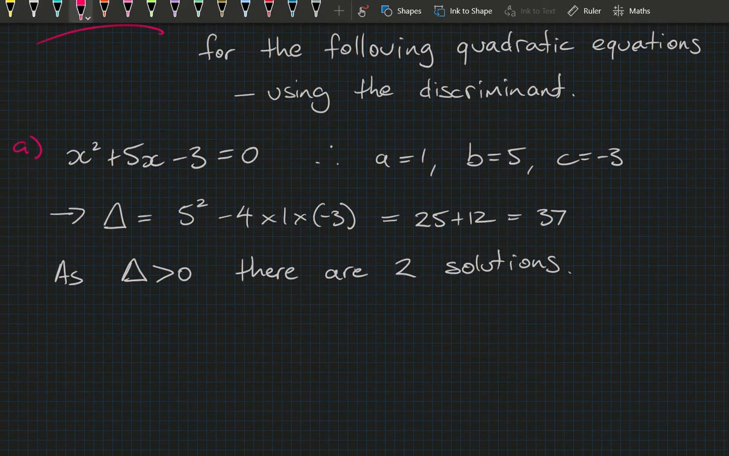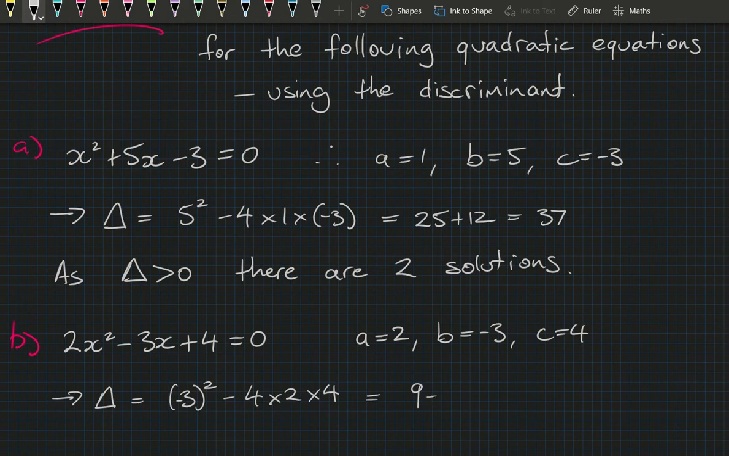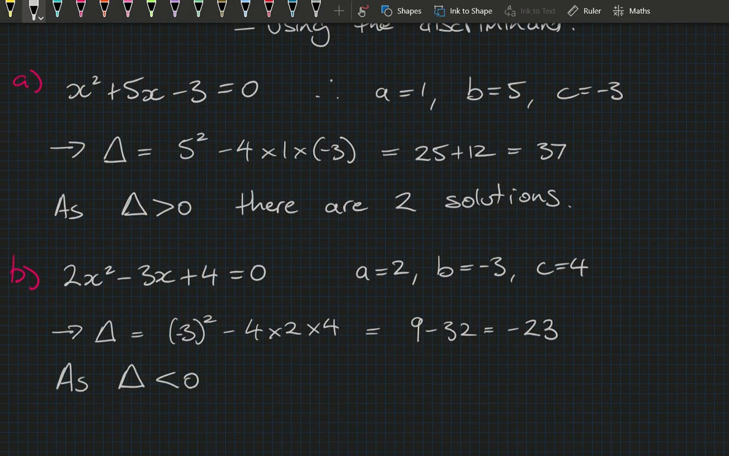Okay, part B, we have an equation where it's 2x squared minus 3x plus 4 equals 0. So therefore a is equal to 2, b is equal to minus 3, and c is equal to 4. So our discriminant is going to equal minus 3 squared minus 4 times 2 times 4. And therefore we get 9 minus 32, which is minus 23. And as our discriminant's less than 0, there are no solutions.